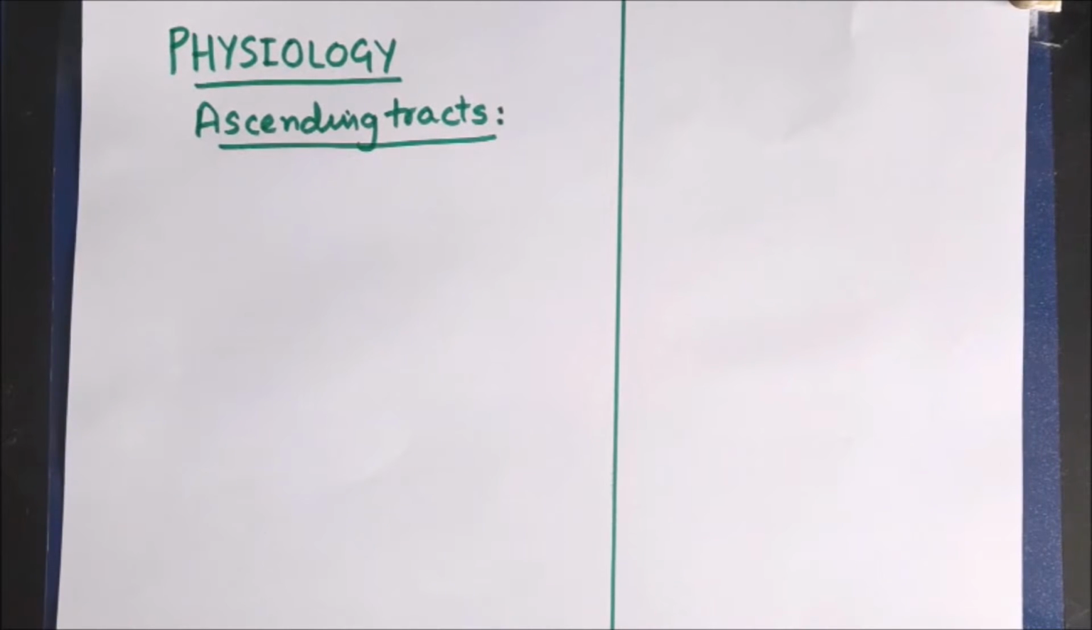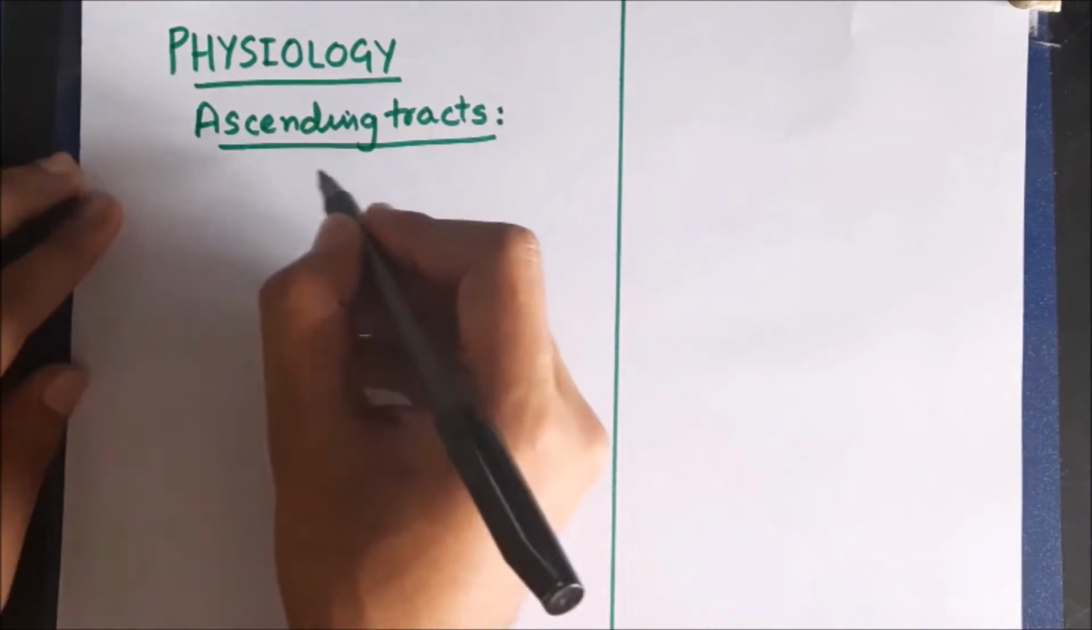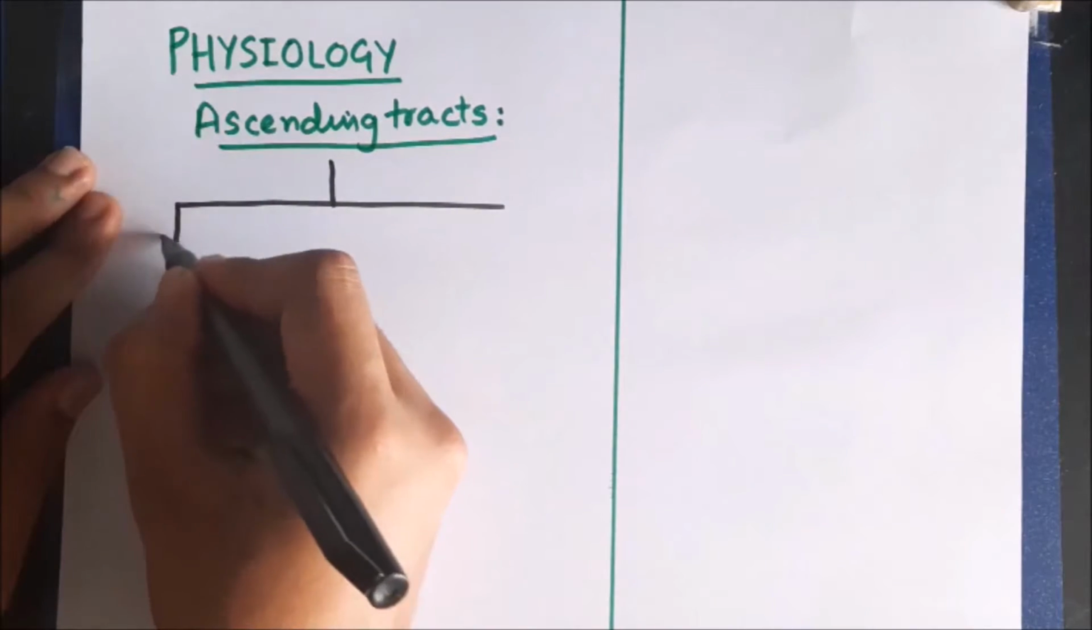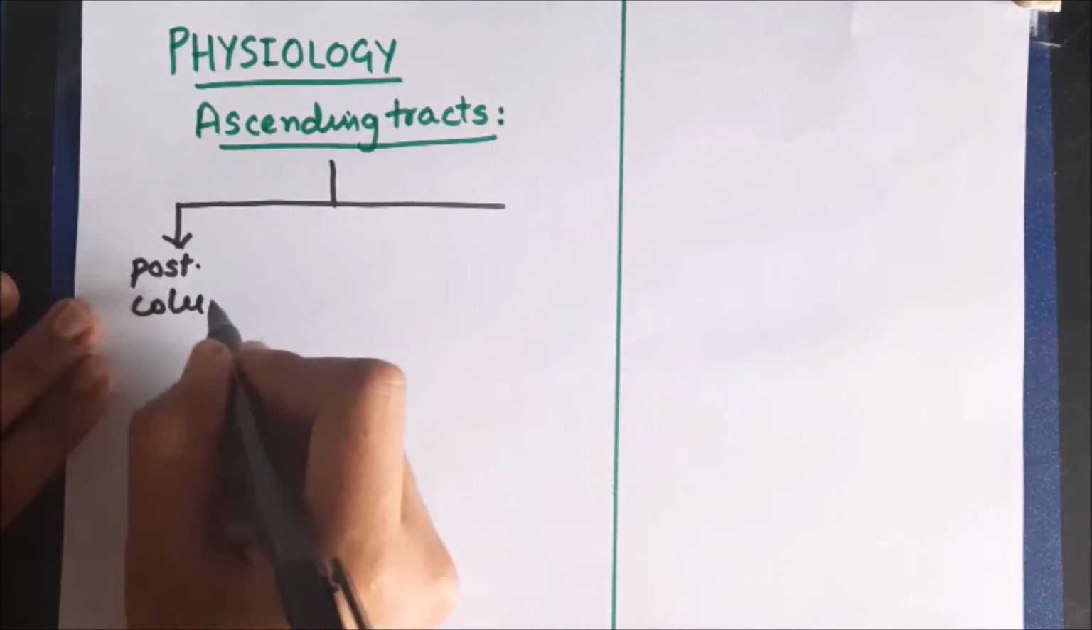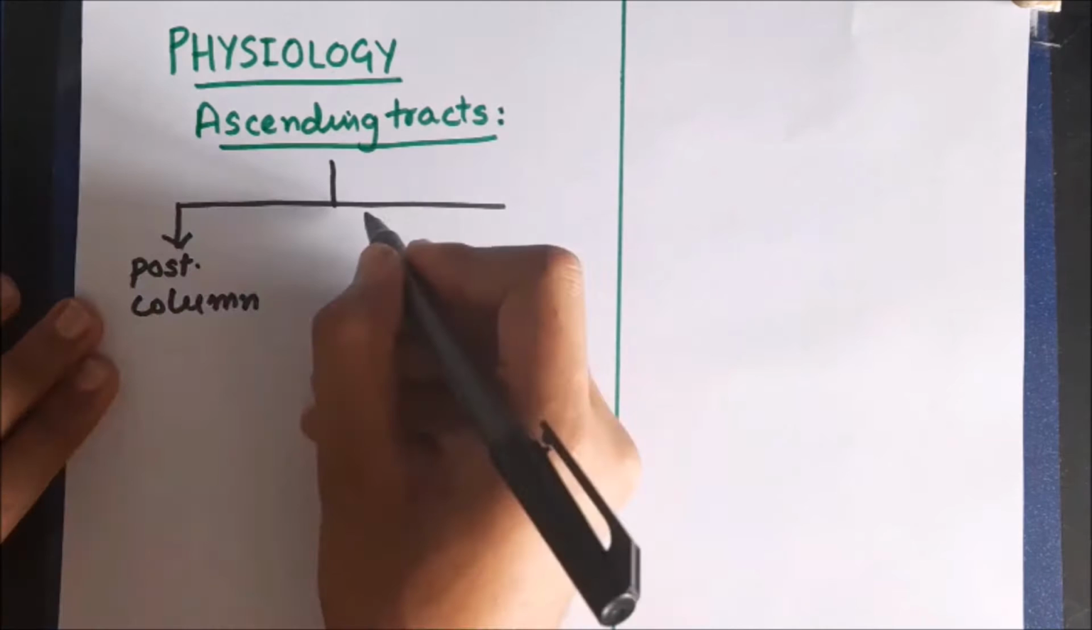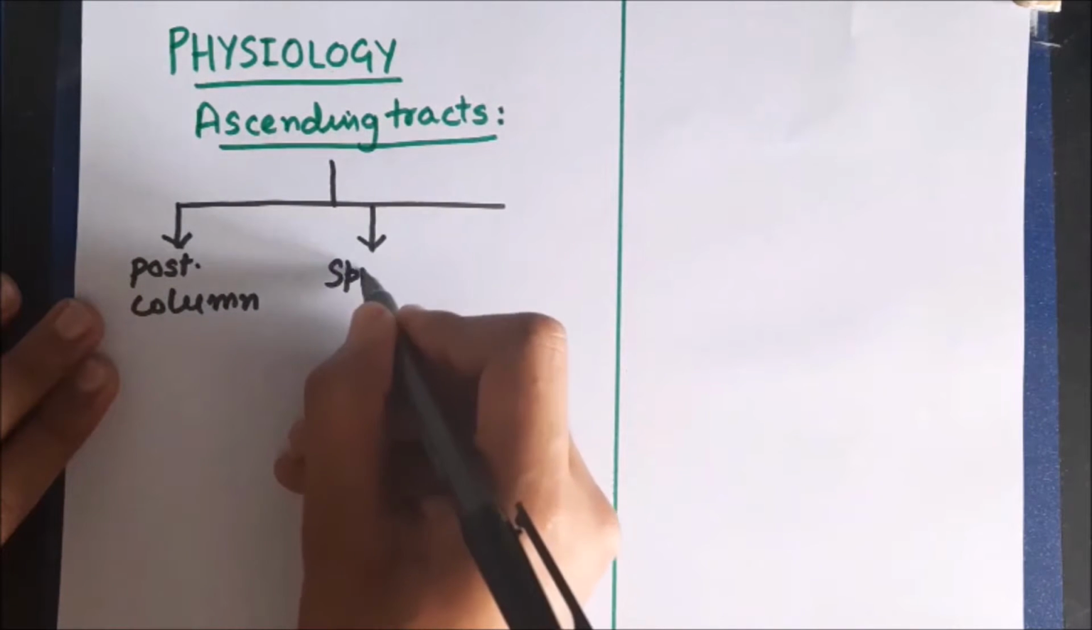In this section, we are going to have a discussion of the ascending pathways or the sensory pathways in the central nervous system. These are also called ascending tracts. There are three main types of ascending tracts in sensory physiology. The first one is called the posterior column. Posterior column is also called the medial lemniscal system or the dorsal column.